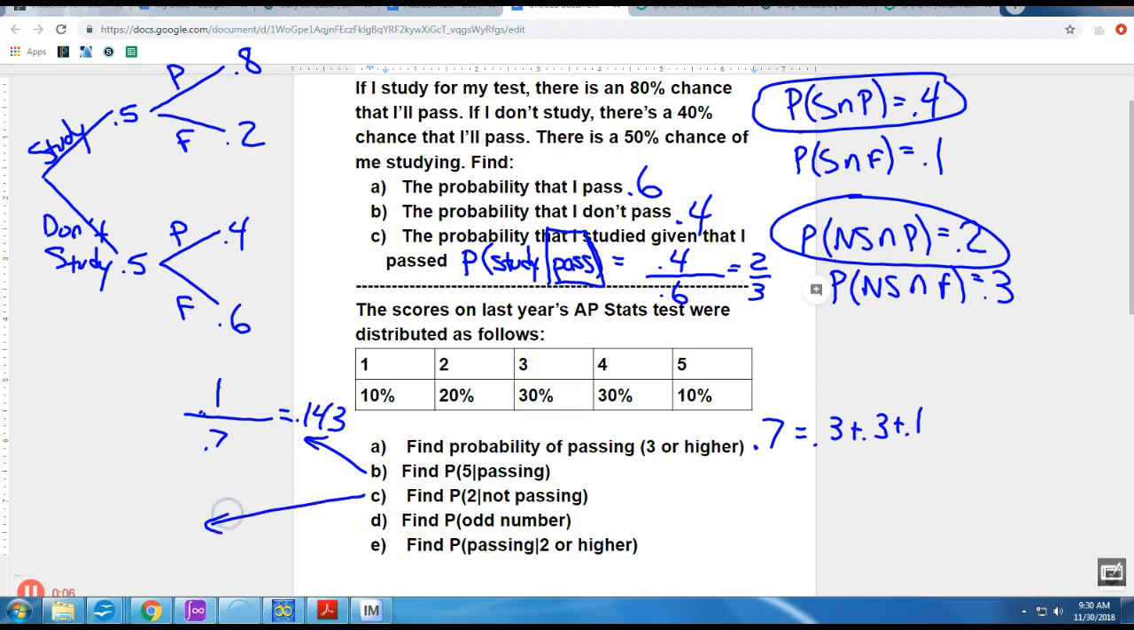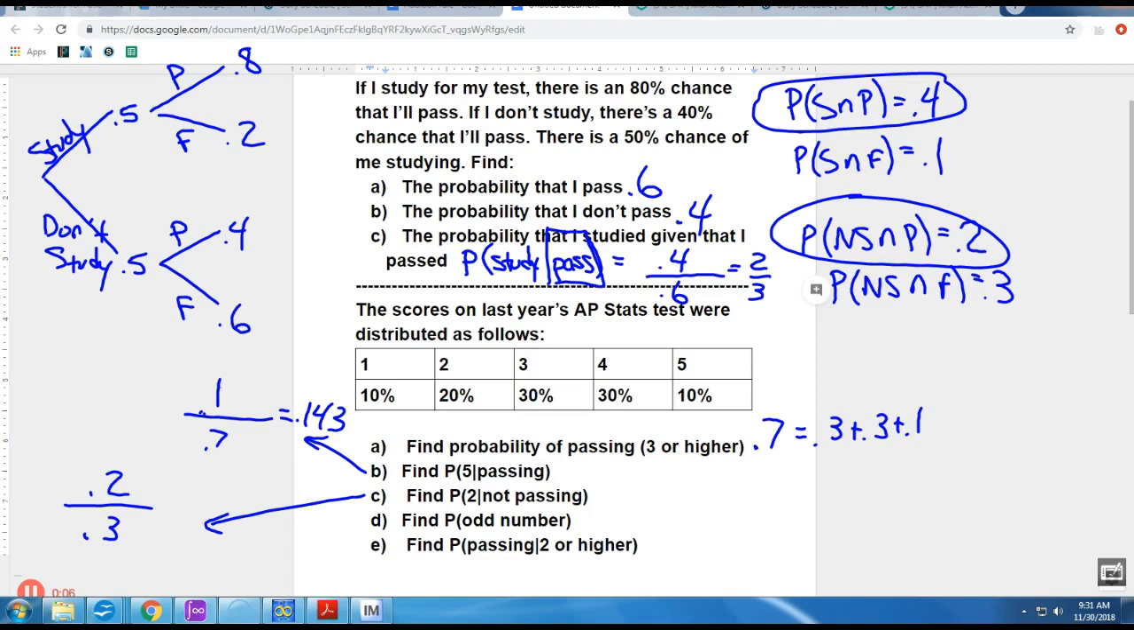Probability of 2, given that I didn't pass. So this is what you know, this is what goes on the bottom. What's the probability that I didn't pass? Yeah, 30%, right? Because you're adding up those. And then out of those, success in this case is getting a 2. So 0.2 over 0.3, or 0.67, or 2/3, any of those.